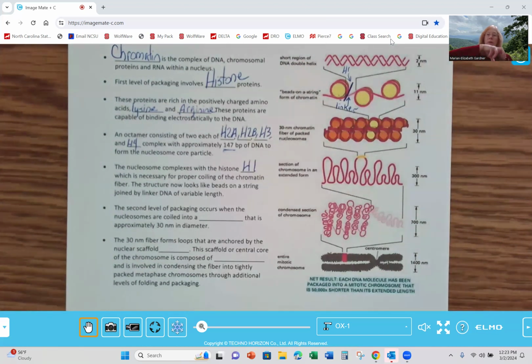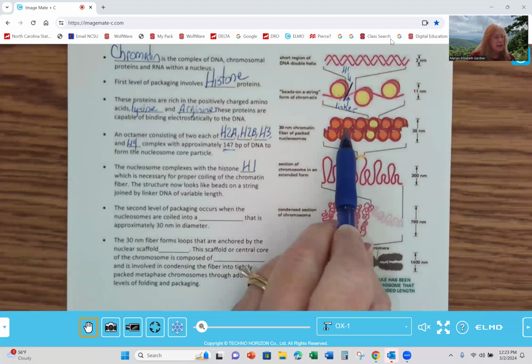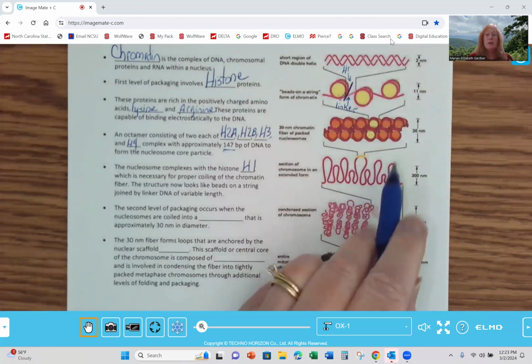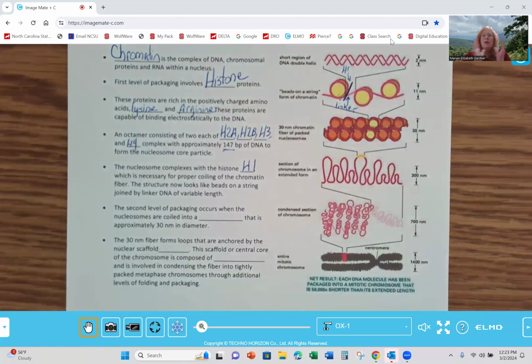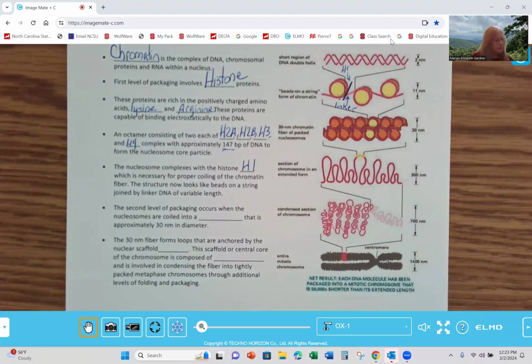So it will coil, it will sort of stack, and then those stacks will fold. This first stacking is called the 30 nanometer fiber. And then as that coils more, we end up with a 300 nanometer fiber, and it coils even more and more, particularly as it goes toward a metaphase chromosome, to get additional levels of packing, because a whole bunch of DNA has to fit in an itty bitty little space.